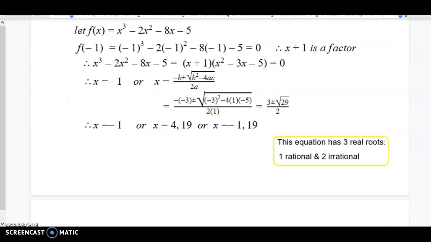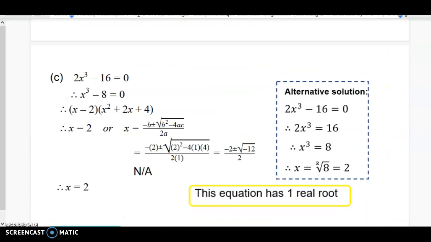Let's look at the last example. Here we have 2x cubed minus 16 equal to 0. You can divide by 2 on both sides. Find a factor. Now find my quadratic factor. Therefore, x is equal to 2. So I use the formula because this cannot factorize. I find that I have imaginary roots. Therefore, there's only one root, x is equal to 2.